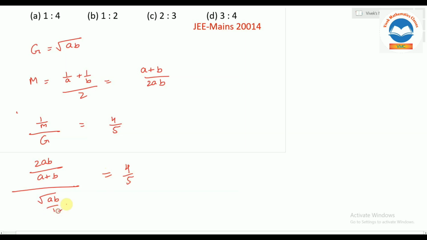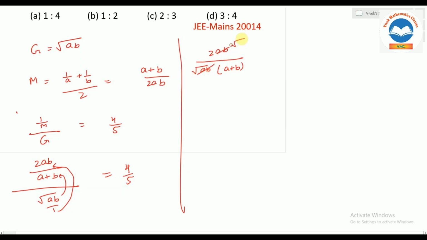One we are getting. So this will multiply to this and this. So what are we getting? We are getting 2ab divided by root of ab into a plus b. So this root ab, if you cancel out, this will become again root ab, and this value we are getting as 4 by 5. So we can cancel out 2 times. So we are getting root of ab divided by a plus b will be 2 by 5.